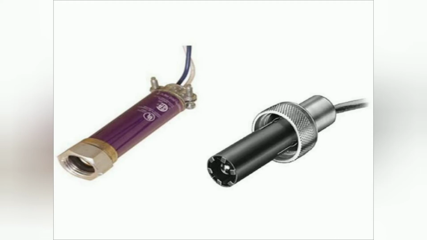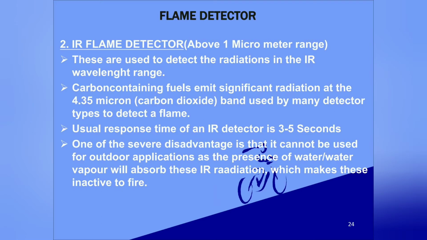Now let's see IR flame detectors. These are used to detect the radiations of IR wavelength range. These normally operate above 1 micrometer, and carbon-containing fuels emit significant radiations in the 4.35 micron range, which are normally used by IR flame detectors to detect the flame. Usual response time will be in the range of 3 to 5 seconds, and one of the severe disadvantages is that it cannot be used for outdoor applications as water vapors will absorb these radiations.